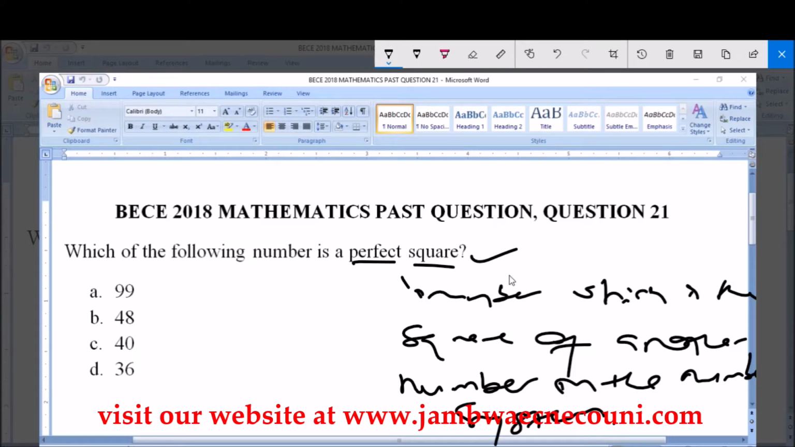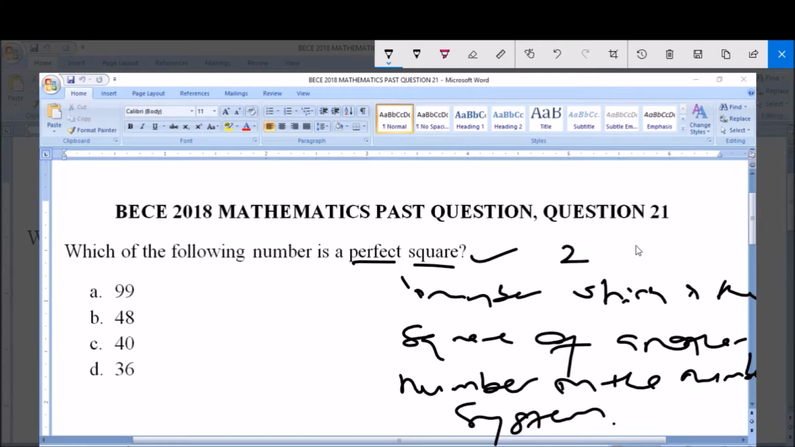Let me give an instance. I have 2. Now 2 is a number in the number system. The square of 2 will give me 4. Therefore I say 4 is a perfect square. Why? Because it is the square of a number in the number system. That is the square of 2.